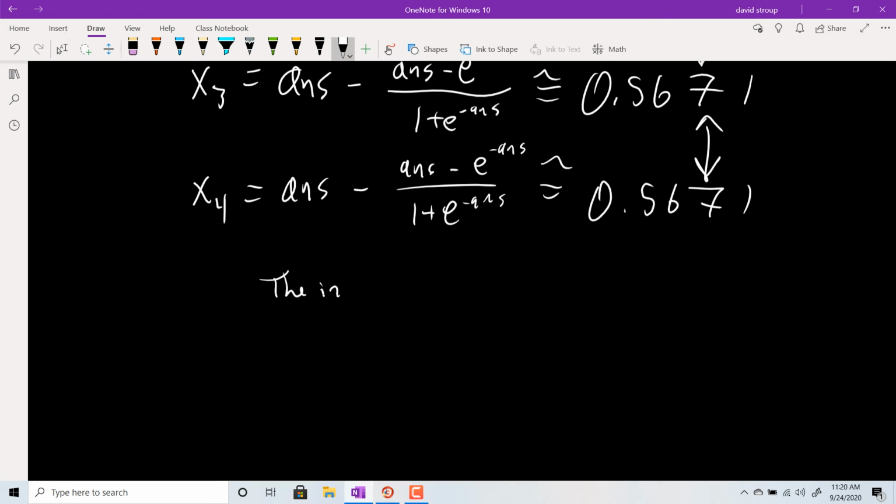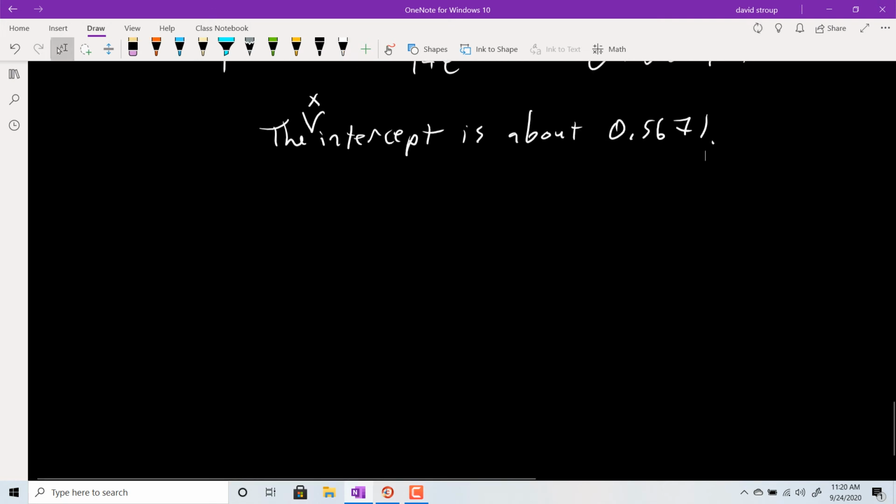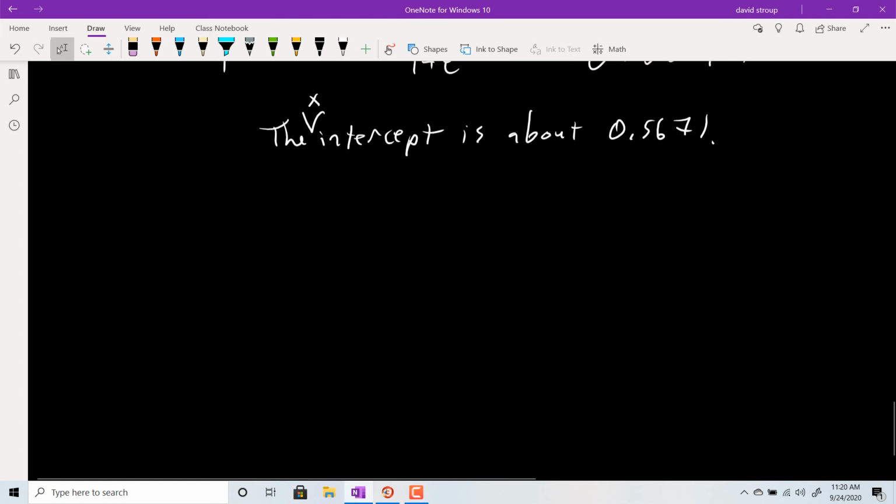So the x-intercept is about 0.5671. Okay, great. This method won't always work. Obviously, if you're picking out a point that's way far away from the actual intercept, it'll probably fail. In those cases, what you want to do is maybe pick a different x starting point.